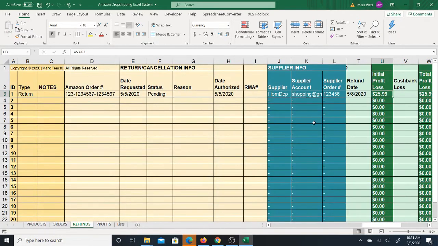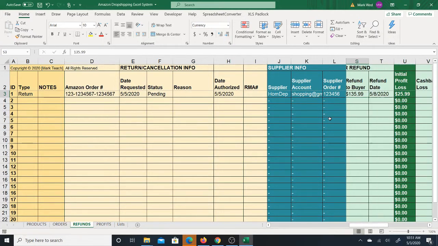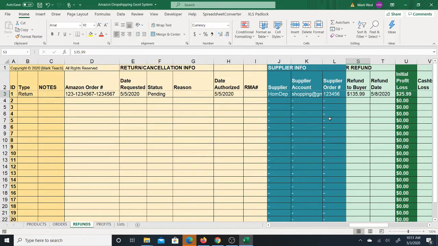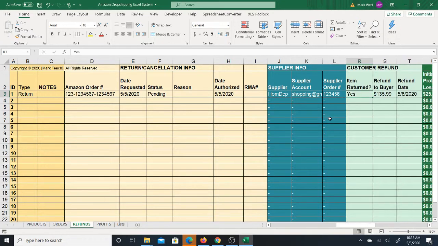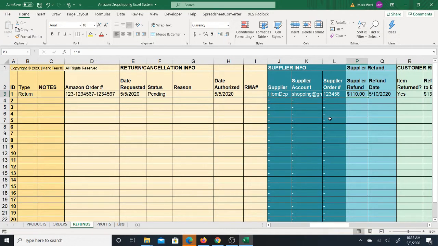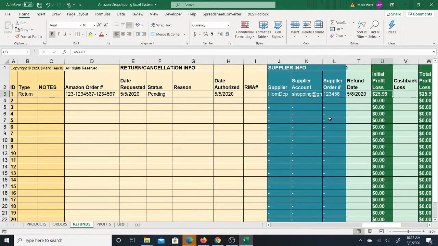So my initial profit loss is $25.99, because I'm giving back the buyer everything that I got from them. I made $25.99 on the order profit, so now I'm losing $25.99. But I want to make it clear, if the supplier did not give me back all my money, which they did, my loss would be even higher.